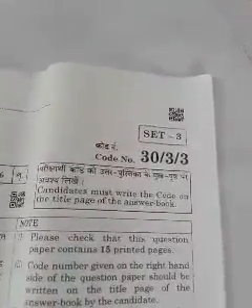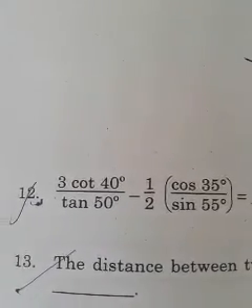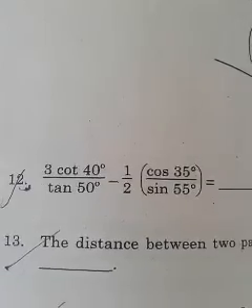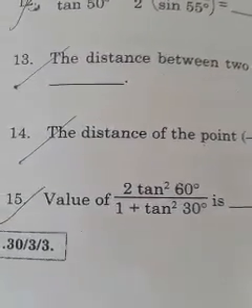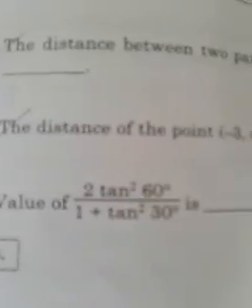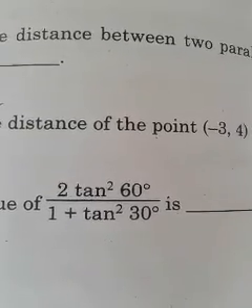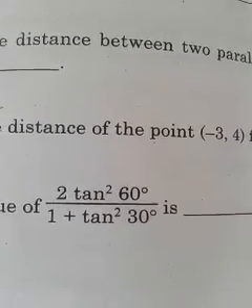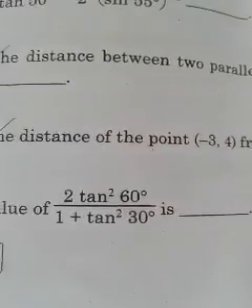Okay, so let me take set 3. See, this is your set 3. Let me open that, turn over the pages and check, is there any different question? See, question number 12 is the same question as in set 1 and set 2. And this is a different question. Find the value of 2 tan square 60 divided by 1 plus tan square 30. I think you can do it as an activity. Why? Because you know the value of tan 60 and tan 30. From the table, you can easily apply and find out the value.